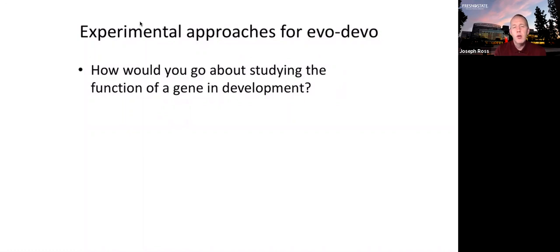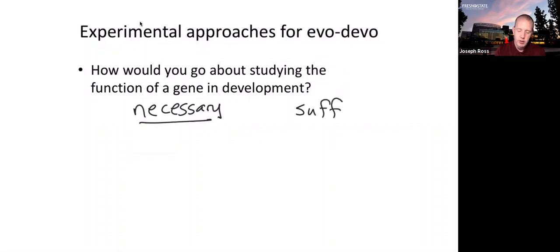There are 2 basic types of experiments that evolutionary developmental biologists do to study gene function and whether a gene is necessary to produce an outcome and whether it's sufficient to produce an outcome. Necessity and sufficiency are really fundamental concepts in genetics in general, but especially in developmental biology and evo-devo as well.